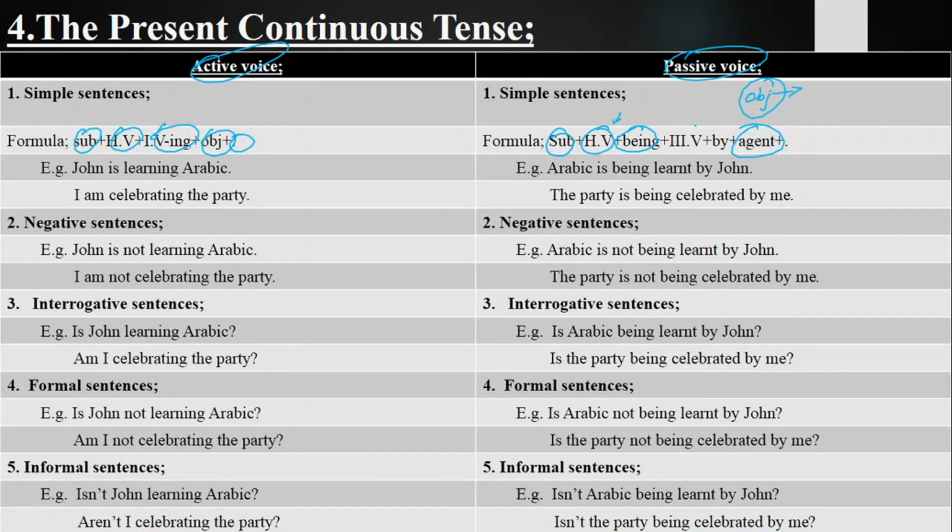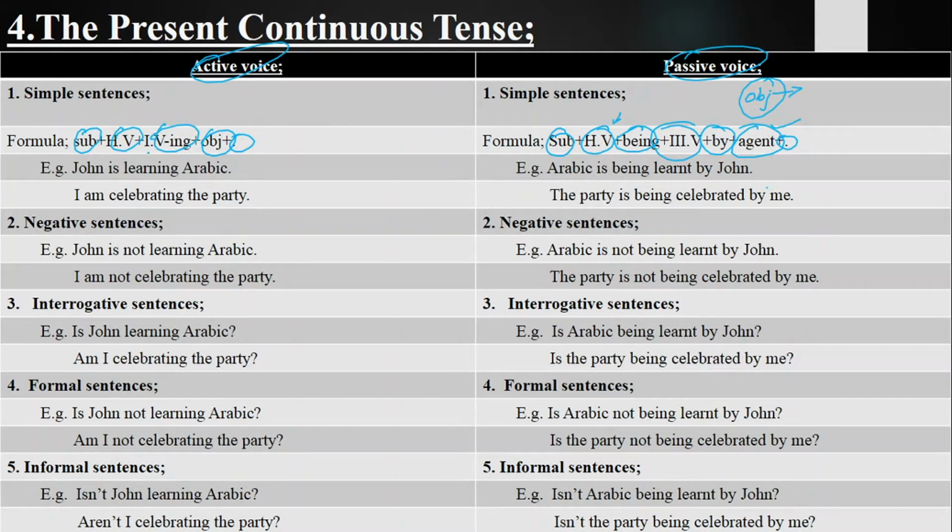And then, as you know, in passive voice we always use the third form, and after the third form we use by, and at the end you will be using the agent, because that will be known as agent, not object. This you need to care about. At the end of simple sentences, you will be putting a full stop.